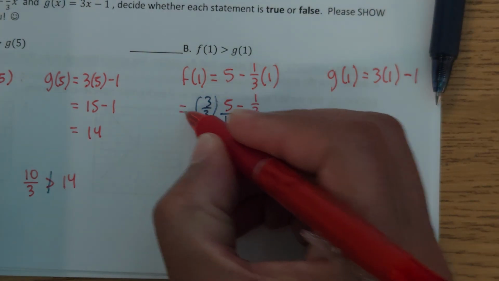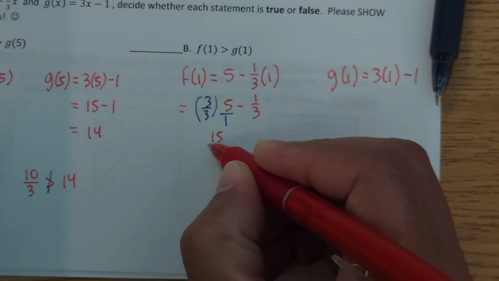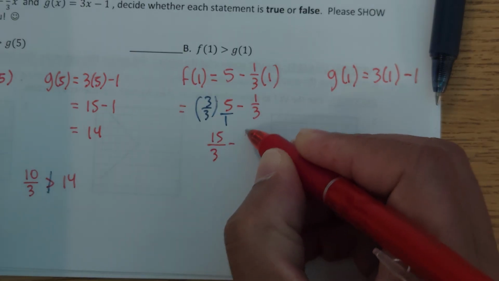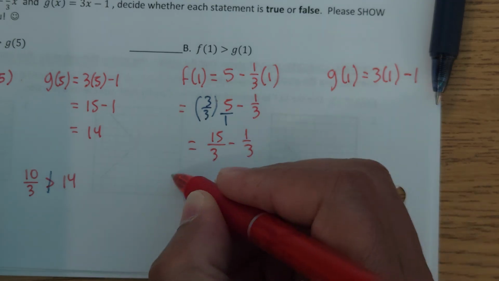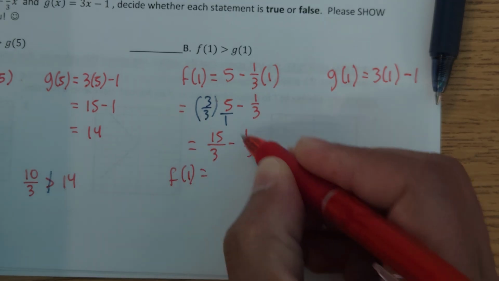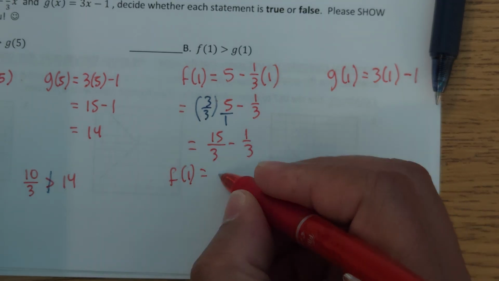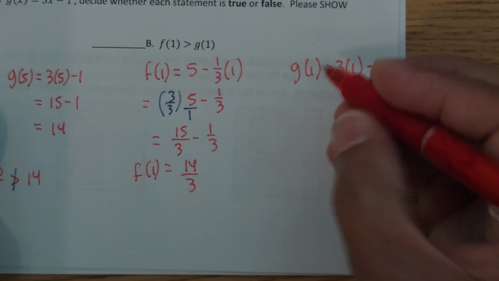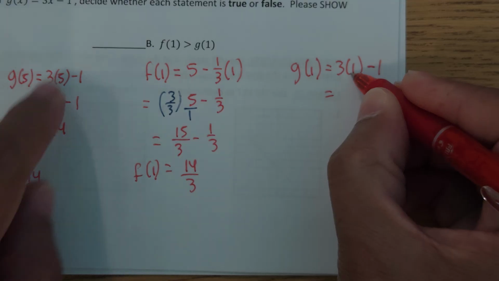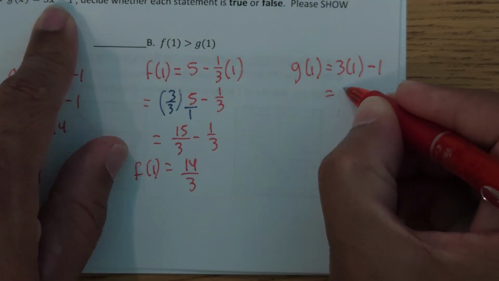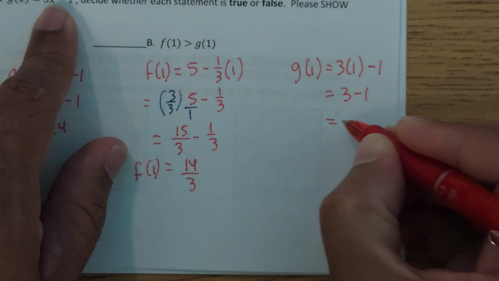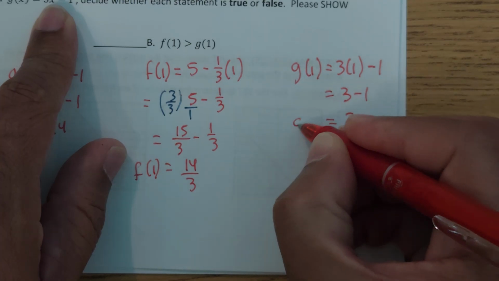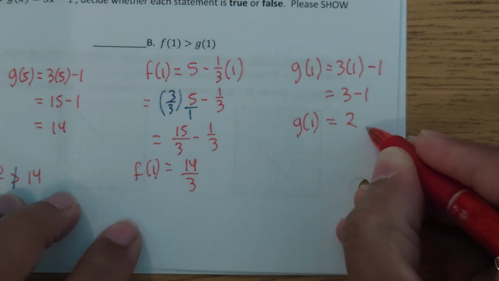So then this becomes 3 times 5 is 15. 3 times 1 is 3, minus 1/3. So then f of 1 yields 15 minus 1 is 14. So 14 over 3. And now let's do g of 1. G of 1 is 3 times, instead of x, 3 times 1 minus 1, which is 3 minus 1, which is equal to 2. So g of 1 is equal to 2.